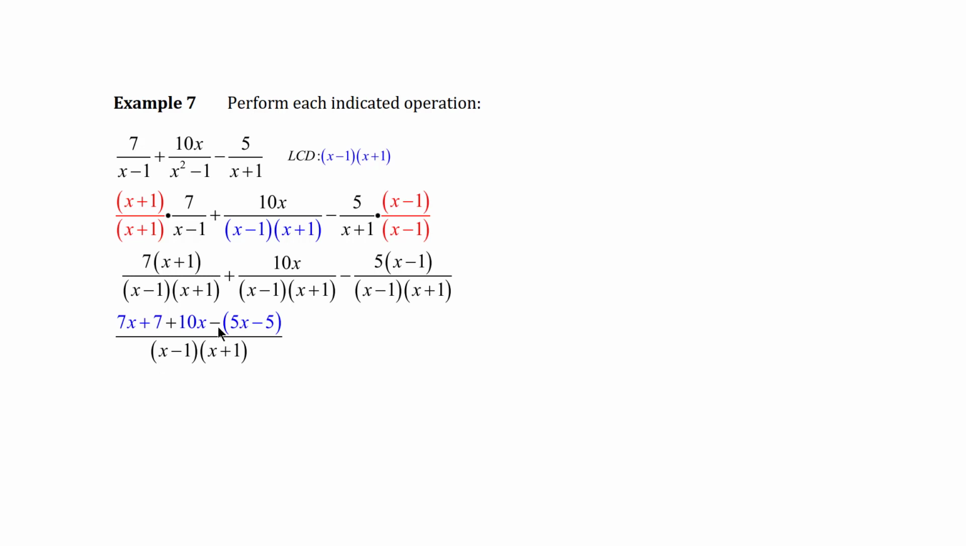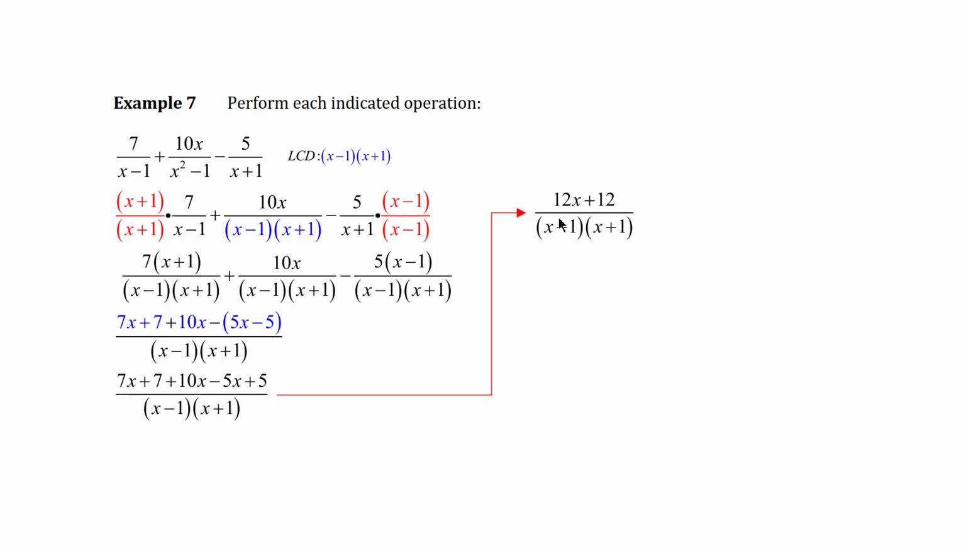Next, I'm going to distribute the negative inside the parentheses to the 5x and the minus 5 and bring down everything else. The result is 7x plus 7 plus 10x minus 5x plus 5 all over (x minus 1)(x plus 1). From here, we can combine like terms on the numerator. We have 7x plus 10x minus 5x is 12x. We have 7 plus 5 is 12. The result is 12x plus 12 over (x minus 1)(x plus 1).